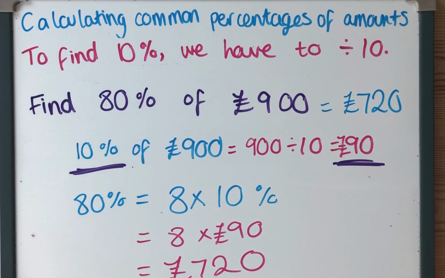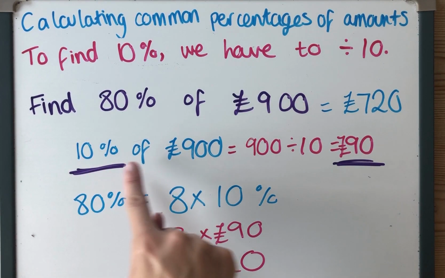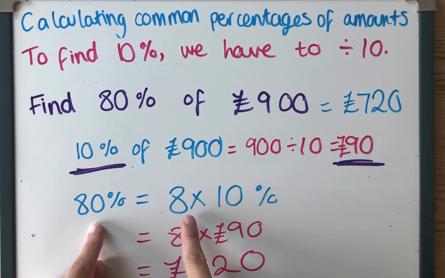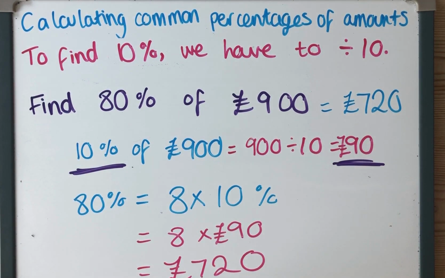And again, all I've done is use what I knew 10% was, and then I've built it up. I've said actually 80% is 8 lots of 10%. So 8 lots of that 90 is 720.